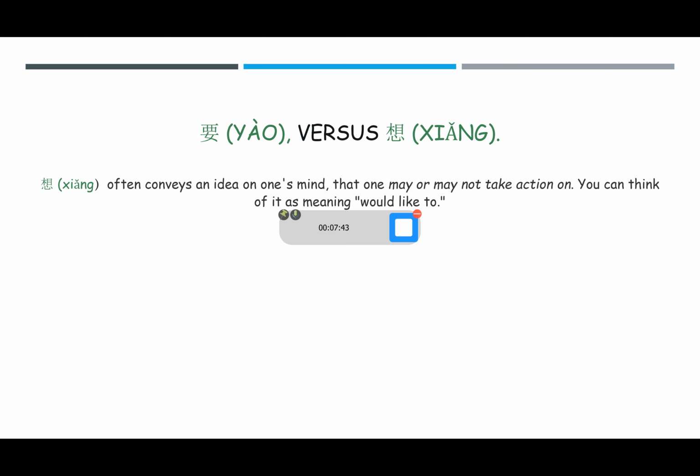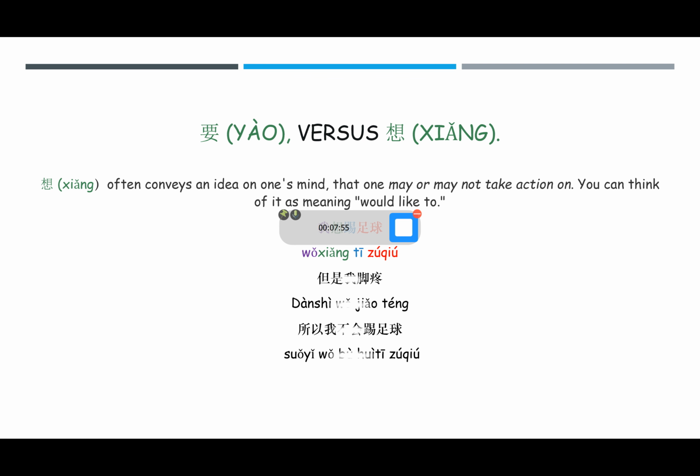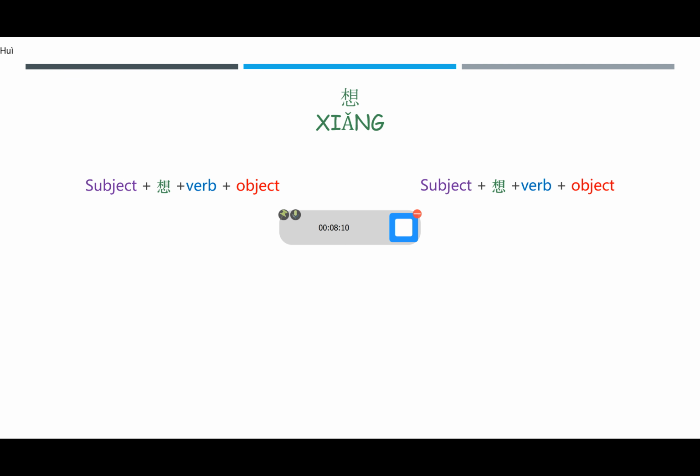So again, it's important to recognize that shang often conveys an idea on one's mind. It's much more aspirational. There's no guarantee that this action will be completed in the future. So, 我想踢足球. So, I want to play football. 但是我脚疼，所以我不会踢足球. But my foot is sore, therefore, I'm not able to play football. So there's no guarantee this action is actually going to be completed in the future.